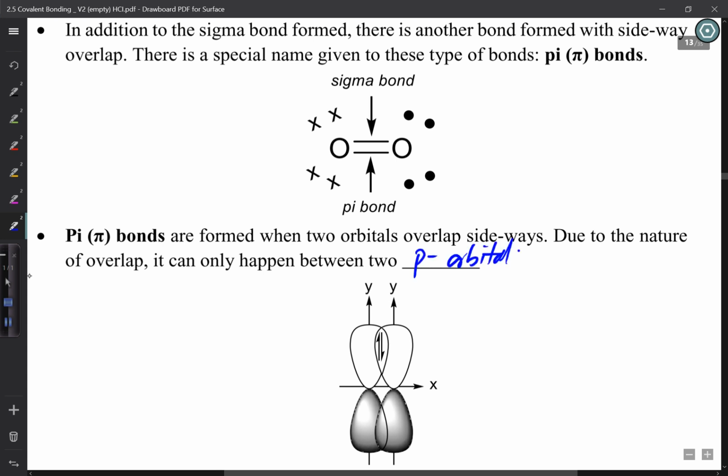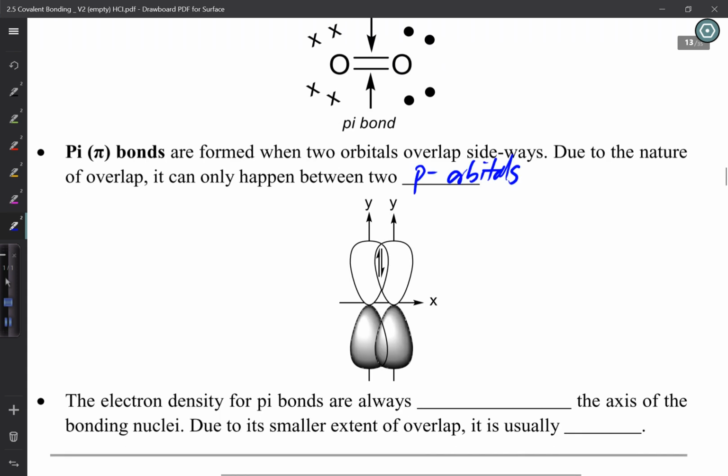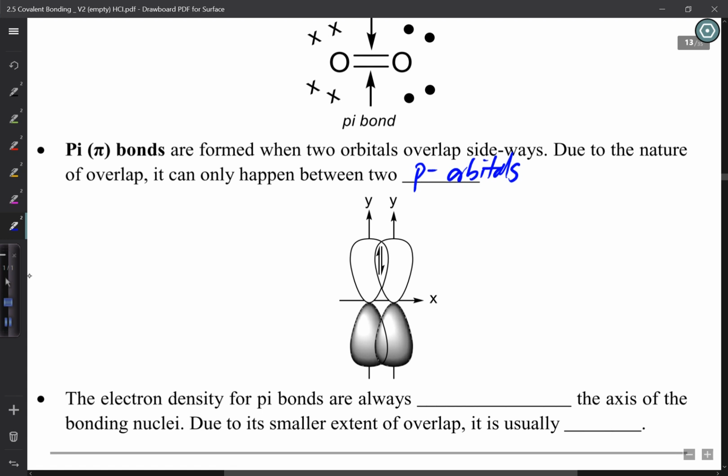Do you think it's possible to form sideways overlap with two s orbitals? No. Obviously no, right? For example, if you throw two watermelons at each other, how are they going to overlap? Like, how are they going to crash sideways? There's no sideways. It can only be head-on, correct or not? To me, you can draw that. So therefore, pi bonds can only be formed between two p orbitals, right?